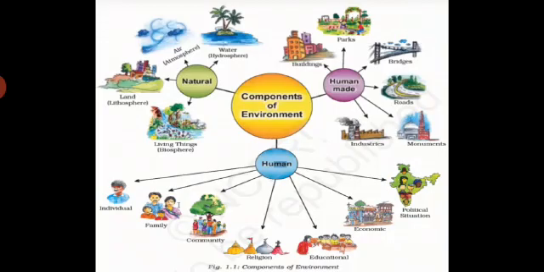Have a look at this picture that says components of environment. It is very nicely drafted in a map sort of thing where you can easily understand the various components of environment. We have nature, we have human made things, and then we have humans. We will be discussing every component one by one. So let's begin with the natural component of environment.